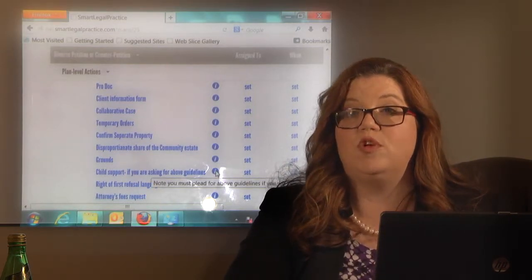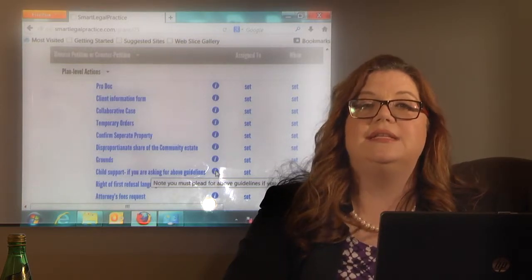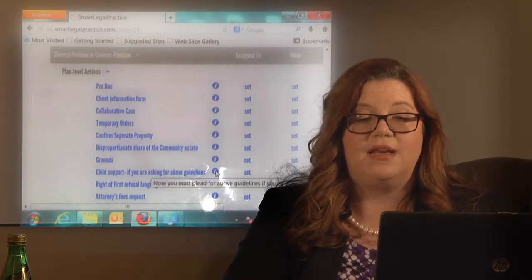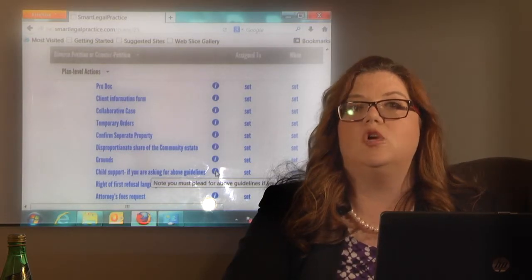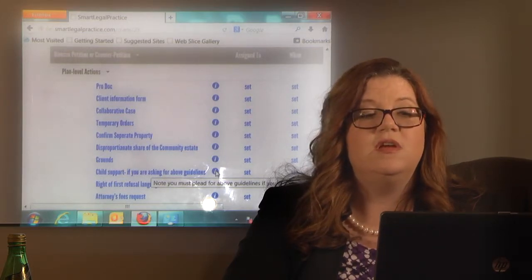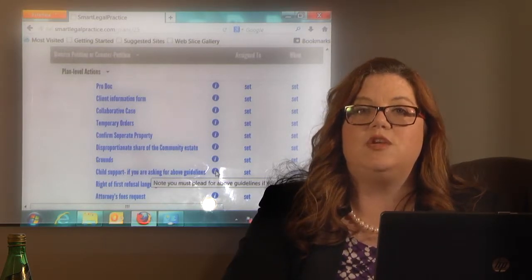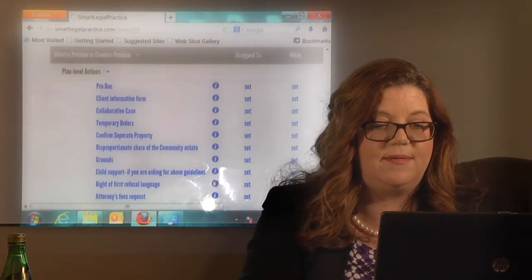If you want child support, you have to request it. If you want above guidelines, you have to plead for it. It's unusual to get above guidelines, but there are instances where that would be completely appropriate. A great example is a child that has a special medical need that's expensive. You should certainly plead for it. But you cannot get it if you do not plead for it. So you need to include that in your pleading.